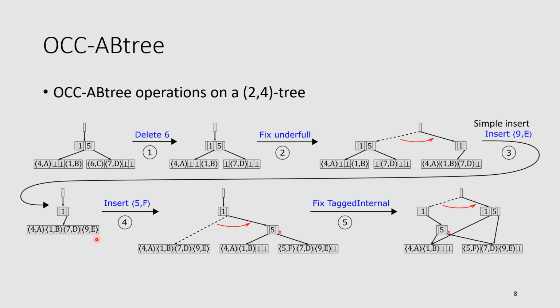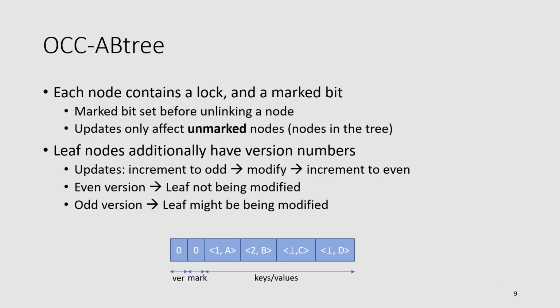Similar to the fix-underfull case, we first lock all involved nodes, in this case the parent and the leaf node. We then construct the update by splitting the leaf, inserting the new key into one of the leaves, and joining the two halves together with a tag node, which is like the orange node we saw before. We then change the pointer in the parent atomically to point to the new subtree. Lastly, we have to remove the tag node. We want to merge the tag node into its parent. We do this again by locking all involved nodes, constructing the new nodes in local memory, and then changing a single pointer.